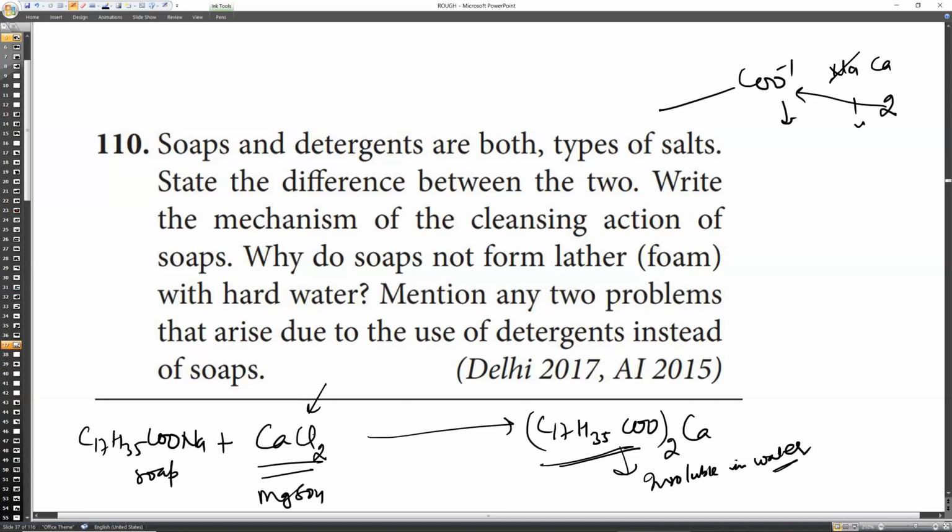Okay, understood? Mention the two problems that arise due to the use of detergents instead of soap. The first problem is that it is not biodegradable. Got it? And the second problem is that it has a very hard cleansing action, so it is not suitable for washing the face and such, because there we don't require hard cleansing.